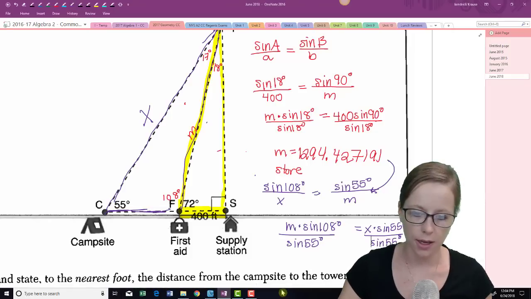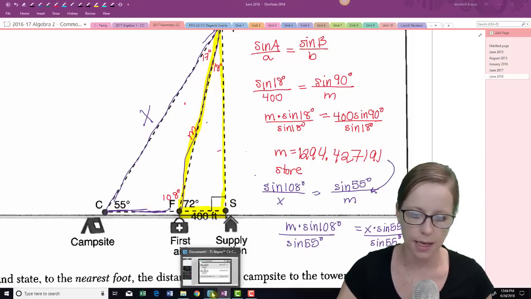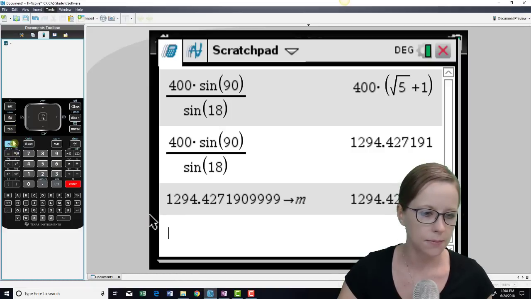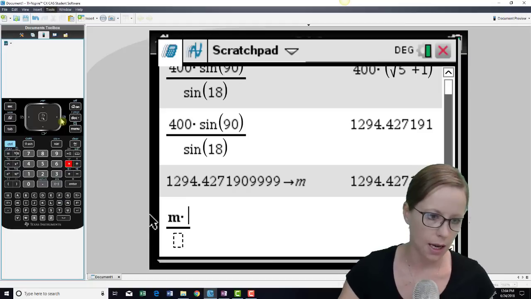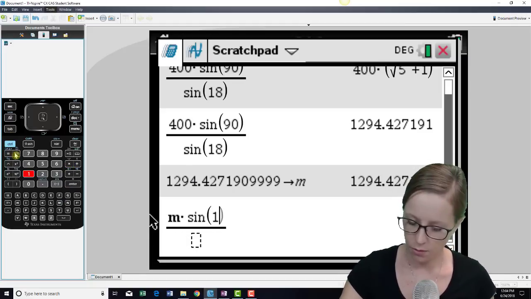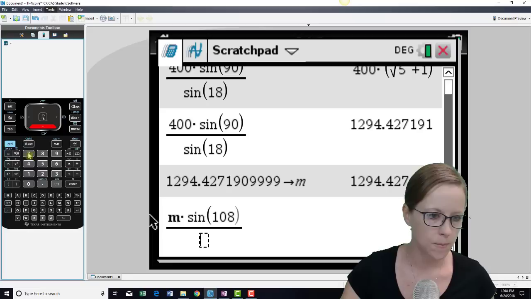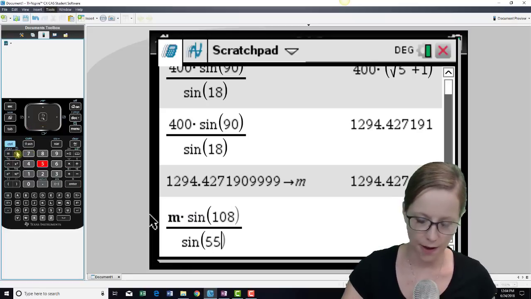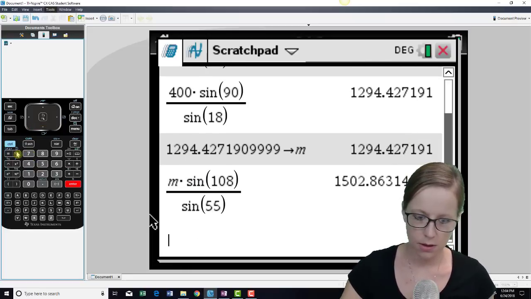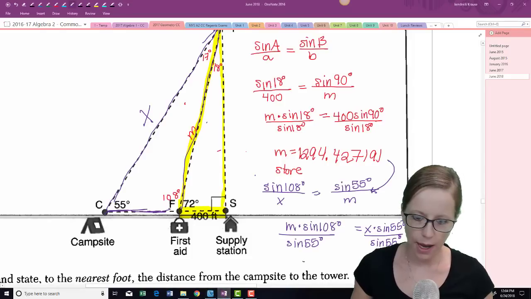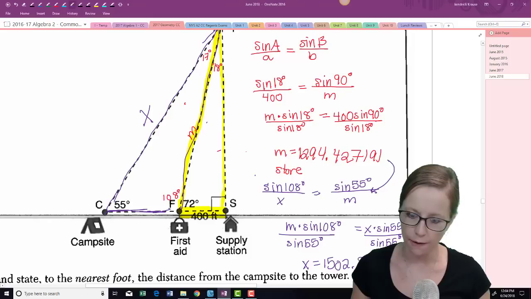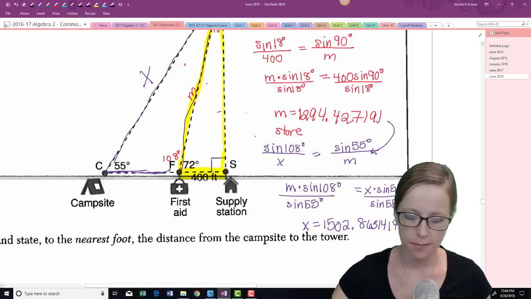And now I have to go to my calculator again. So M times sine of 108 divided by sine of 55. Control divide. M times the sine of 108 divided by the sine of 55. 1502.86. So x equals 1502.86314177. Let's find out what the rounding directions say.